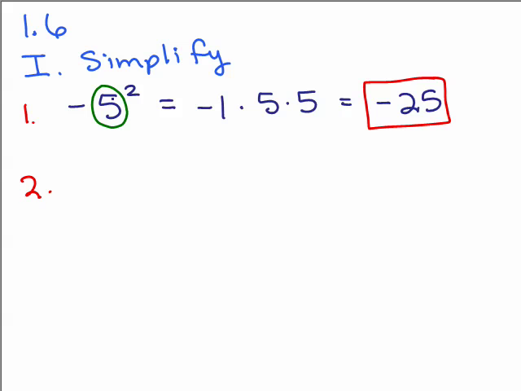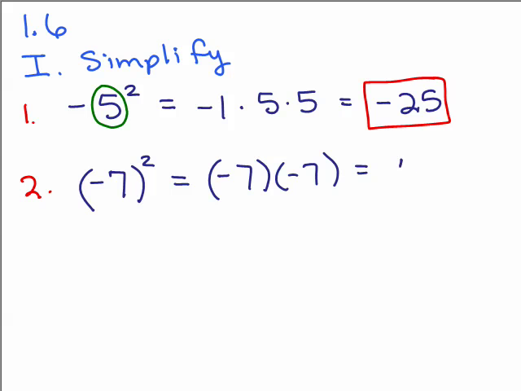This one is different. We have a negative 7 in parentheses squared. Now the reason there's a parentheses around it is to signify that the base is negative 7. So we're squaring negative 7. So it's negative 7 times negative 7. And a negative times a negative is positive, so this gives us positive 49.